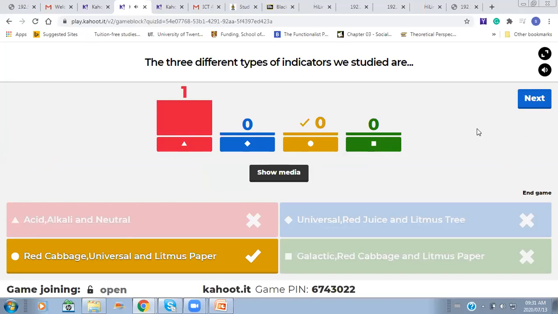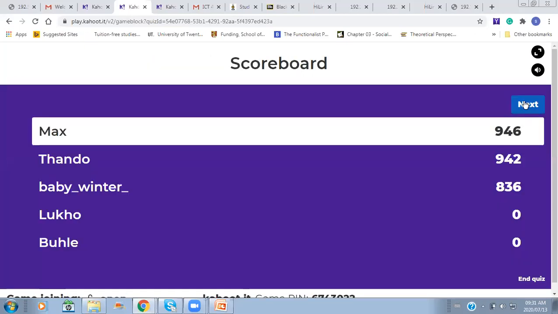All right, let's see the correct answer. Nobody got the correct answer. The correct answer is red cabbage, universal indicator, and litmus. Let's go to the next.